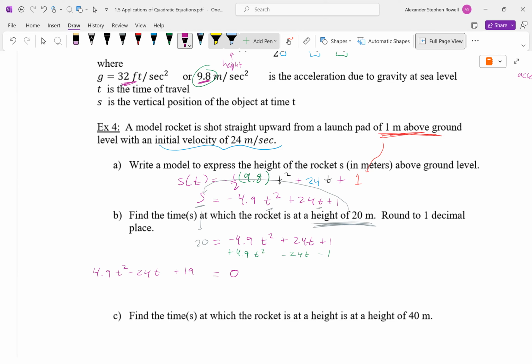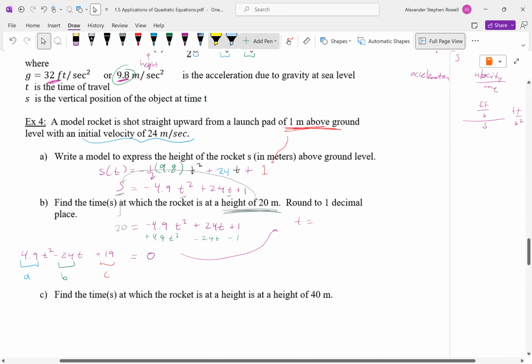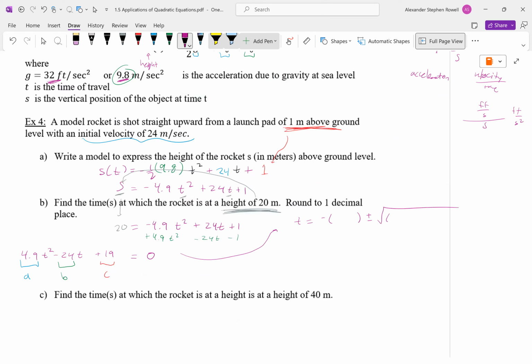You want to do completing the square or quadratic formula? Do whichever, they both work. I'm going to use quadratic formula. 4.9 is A, -24 is B, and C is 19. Okay, so when we use this, we get t is equal to what? Negative b plus or minus, do we have it memorized now? The square root of b squared minus 4ac, over 2a.